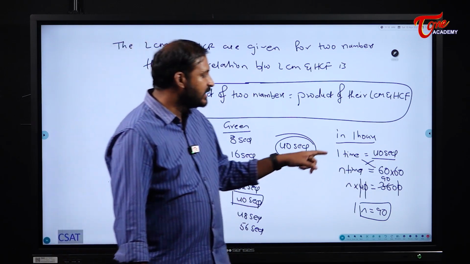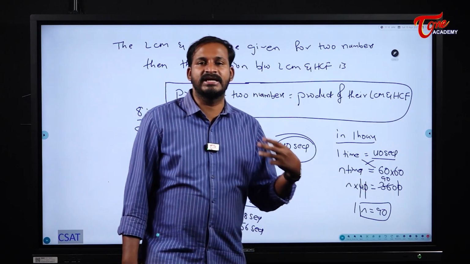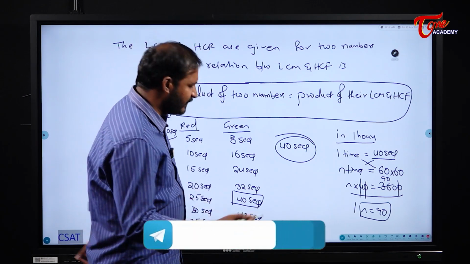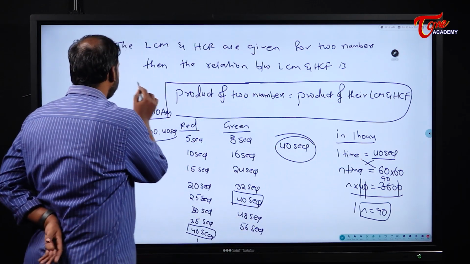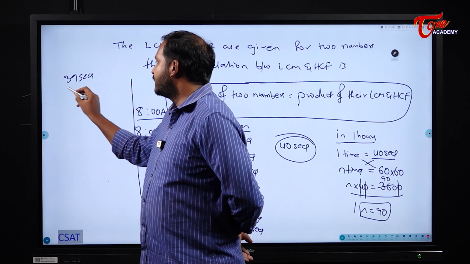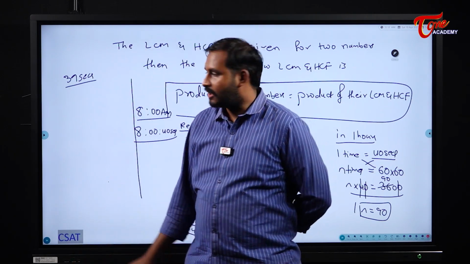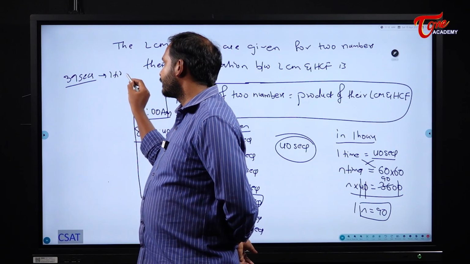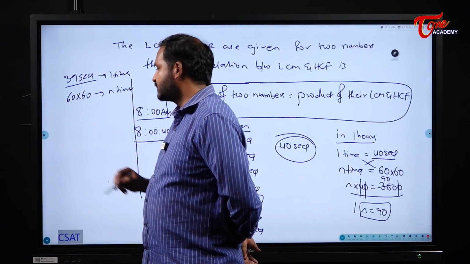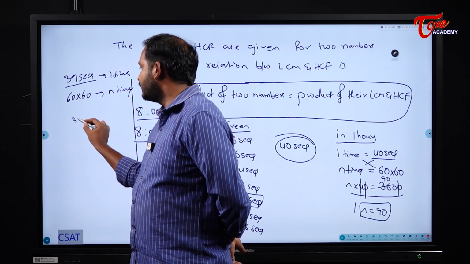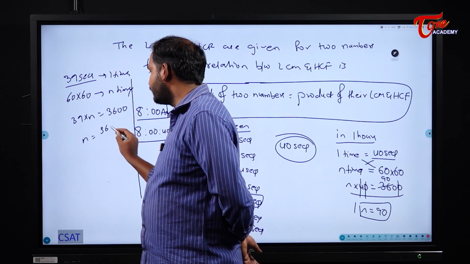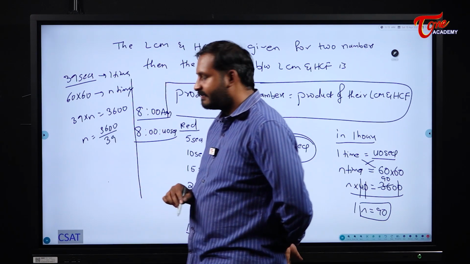And remember one more thing. Sometimes this cannot be an exact multiple. Actually, luckily here I got an exact multiple. For example, if my answer is 39 seconds, that means the two lights blink simultaneously every 39 seconds. Now please observe here, 39 seconds one time. So in 60 into 60 seconds, how many times? N times, right? So what you will get here? 39 into n is equal to 3600. So n value will become 3600 by 39.